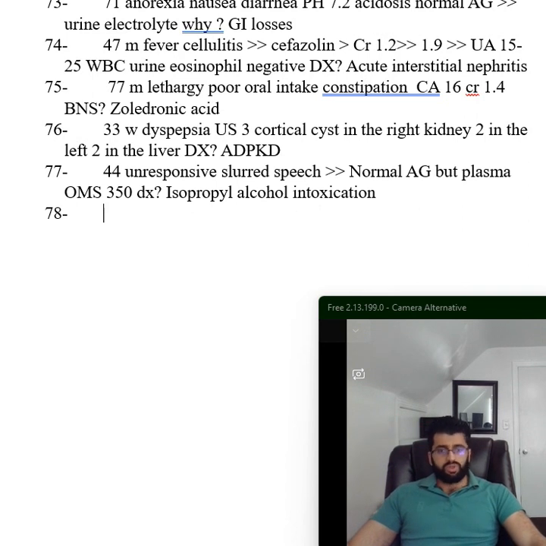This is the only one that causes normal anion gap and elevated osmolarity. Everything else like ethanol, methanol, ethylene glycol have high anion gap, high osmolar gap. This one just causes high osmolar gap, and comes from rubbing alcohol, hand sanitizers, and usually the acetone causes minor toxicity. This is isopropyl alcohol.